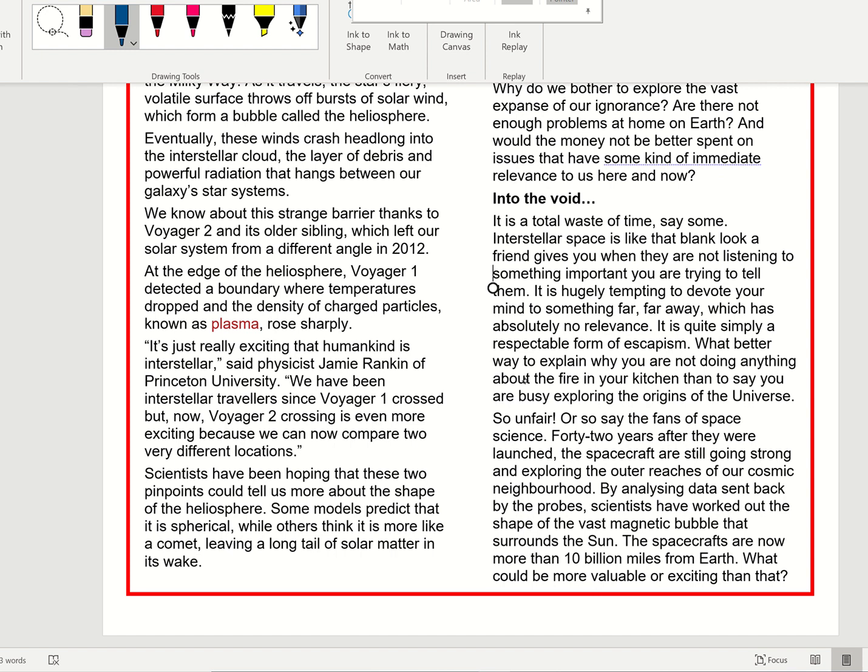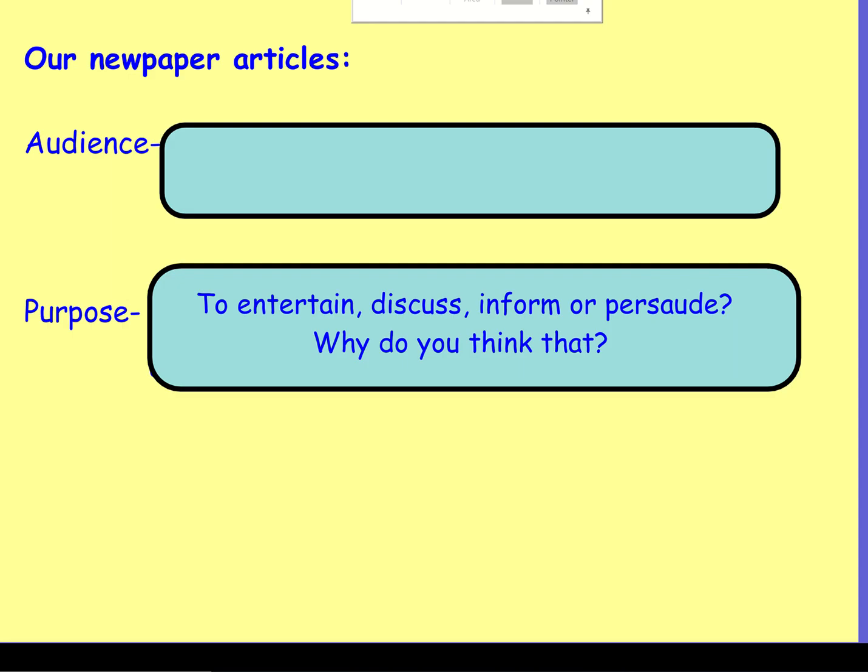So unfair, or so say the fans of space science. 42 years after they were launched, the spacecraft are still going strong and exploring the outer reaches of our cosmic neighbourhood. By analysing data sent back by the probes, scientists have worked out the shape of the vast magnetic bubble that surrounds the Sun. The spacecraft are now more than 10 billion miles from Earth. What could be more valuable or exciting than that?